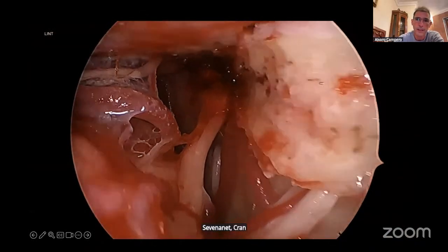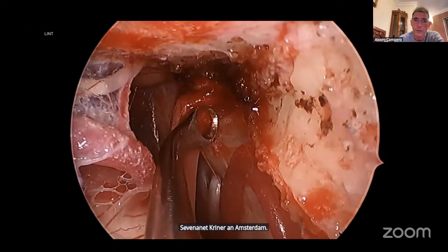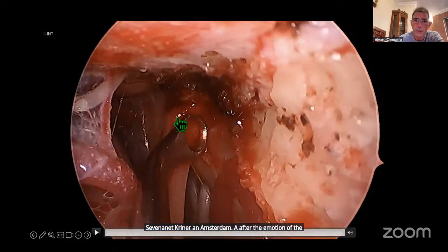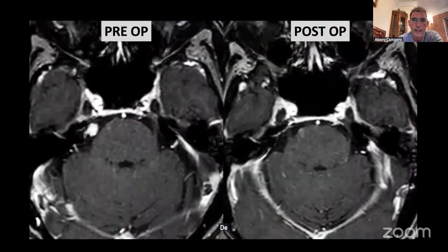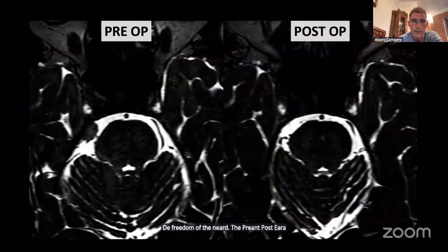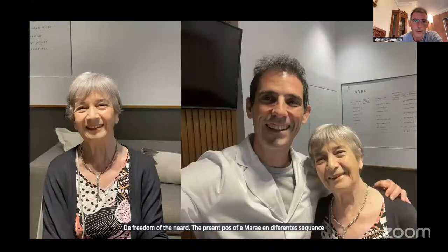And after the removal of the tumor, we put in the endoscope in order to see the freedom of the nerve. And we can see the pre and post-op MRI in the different sequences, and also the patient without trigeminal neuralgia after the surgery.